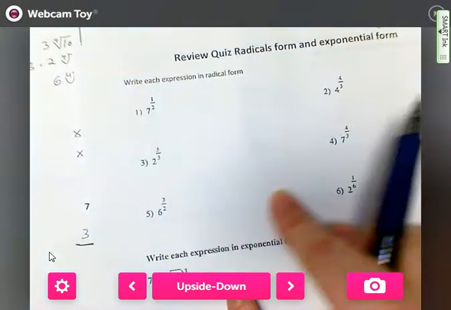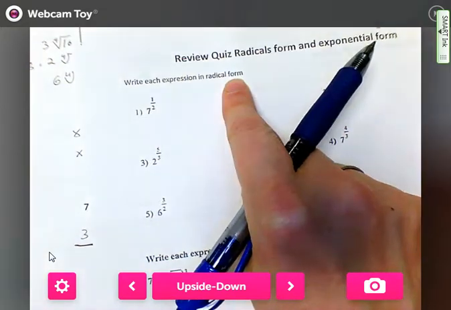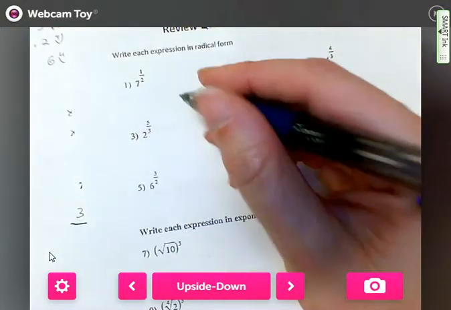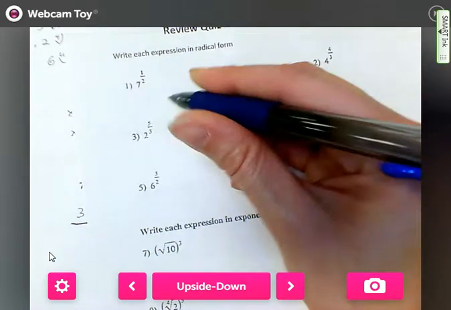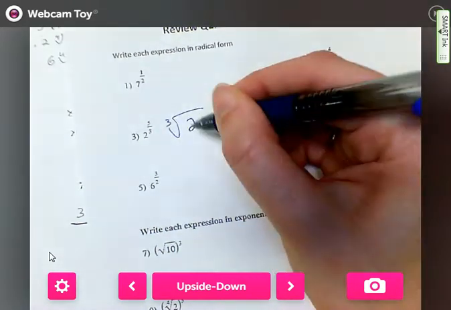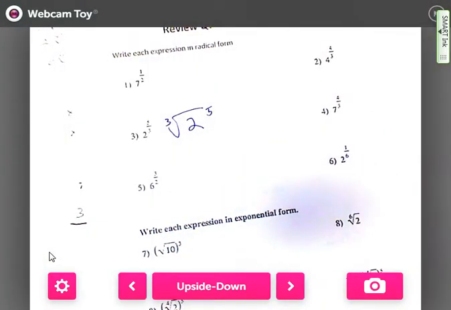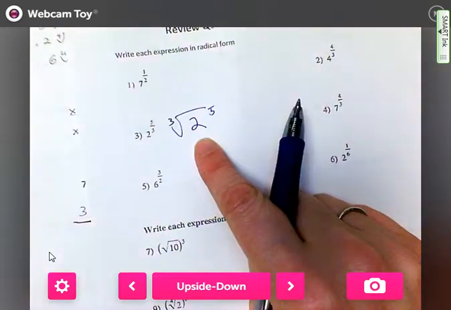This section, 1 through 6, is write each expression in radical form. So if I was going to do, say, number 3, it would be the cube root of 2 to the 5th power. Okay, that's it. Whatever is on the top is what I'm raising it to. Whatever is on the bottom is the root that it's taken to.